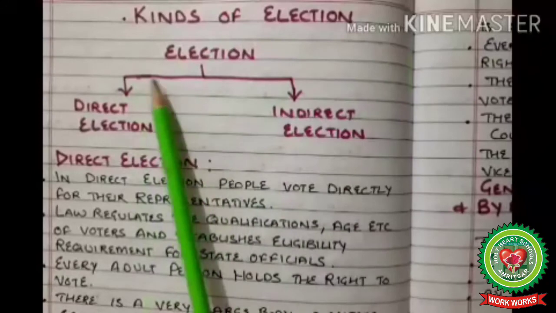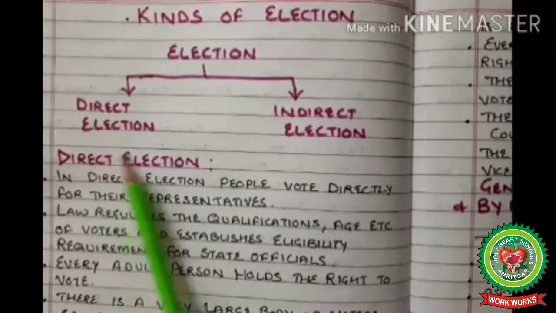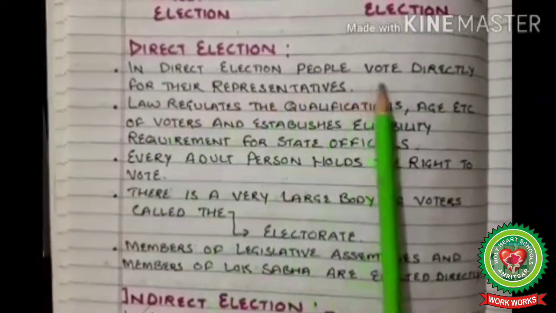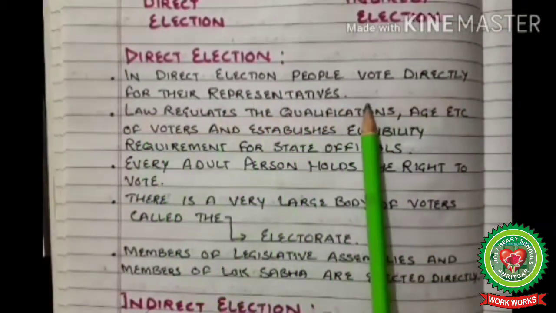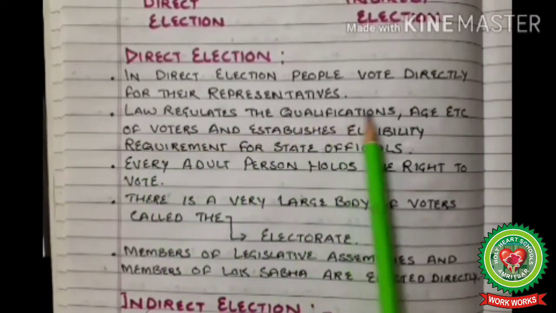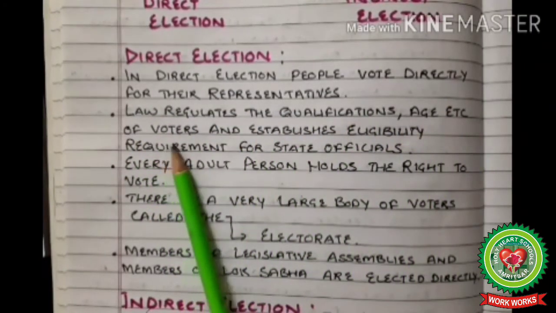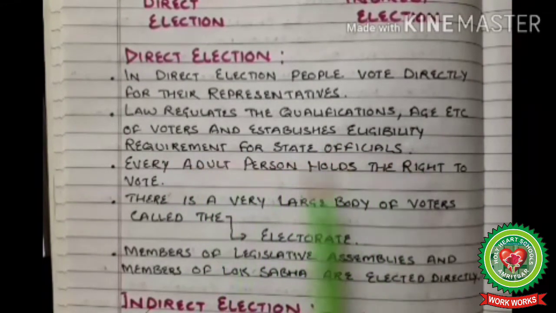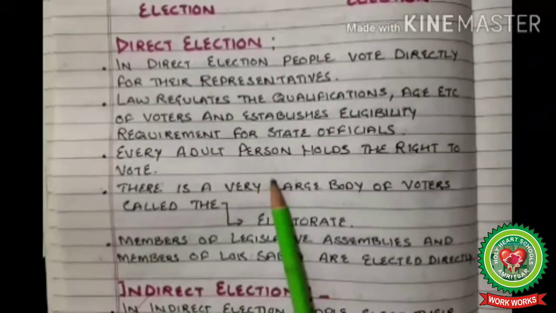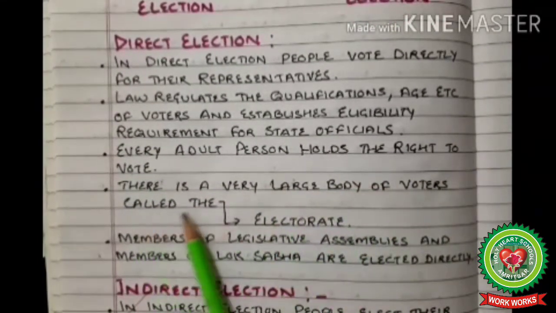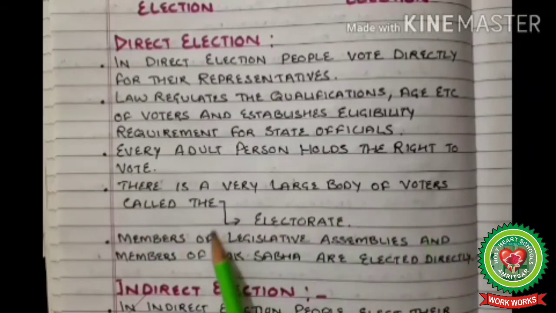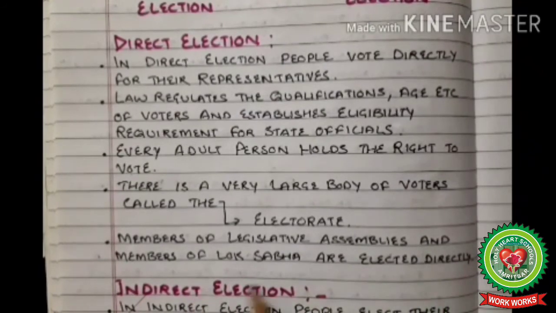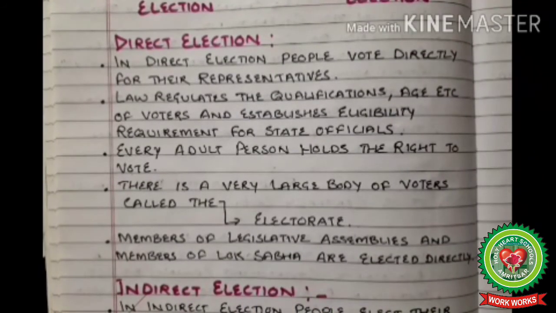Kinds of election. Elections are generally of two types: direct election and indirect election. Direct election. In direct election, people vote directly for their representatives. Law regulates the qualification, age, etc. of the voters and establishes eligibility requirements for the state officials. Every adult person holds the right to vote. There is a very large body of voters called the electorate. Members of the legislative assemblies and members of Lok Sabha are elected directly.